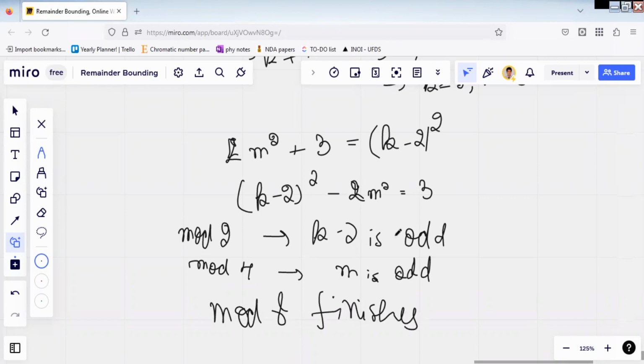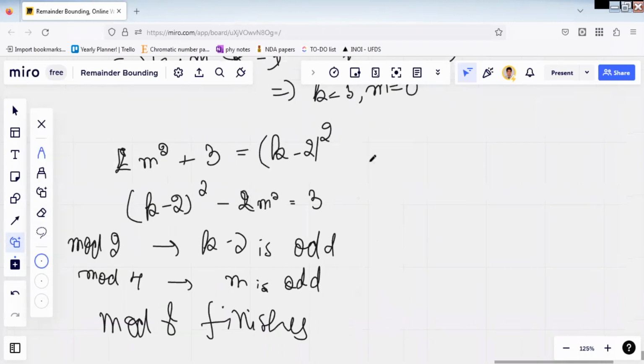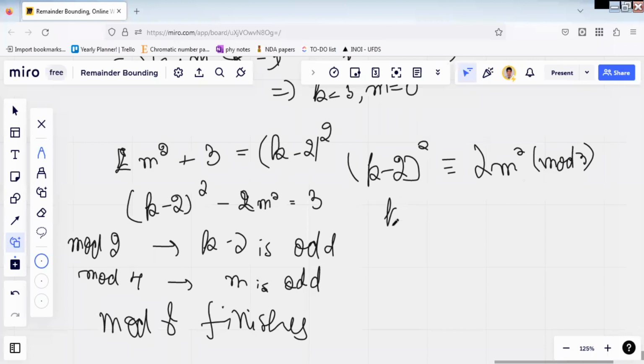Wait, I think I had a different finish. I think it was like if you take mod 3, then k minus 2 square should be congruent to 2m square mod 3. That's easier. Yeah, but now k minus 2 and m both are 0 mod 3. And then mod 9, right? This also works, no? Okay, so did everyone understand? So basically there are no solutions. It's like no such n exists. Is this clear?